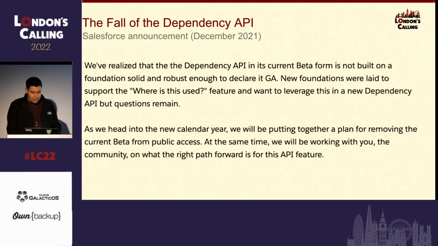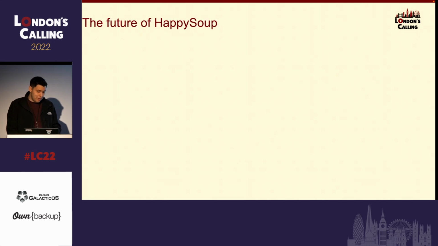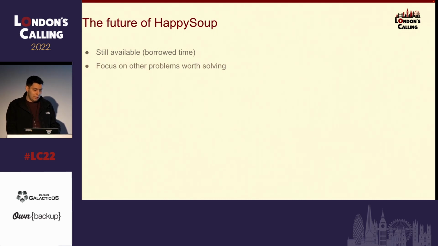So what is the future for Happy Soup now? It's still available on borrowed time. I don't know when the API is going to go away. I assume it's going to be sometime later this year. As long as it's there, Happy Soup will remain. I'm trying to focus on solving other problems worth solving because I already have all the infrastructure. I have the web app, I have the API wrappers and all that stuff.